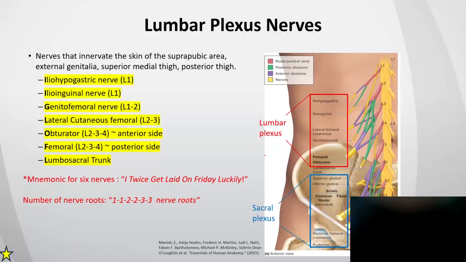Okay, this is that cheat code. IIGLOF. I twice get laid on Friday. So 1-1, L1, L1, L1-2, L2-3, and L2-3-4, 2-3-4. Please be aware that the obturator is slanted more anteriorly, whereas the femoral nerve is located more posteriorly.